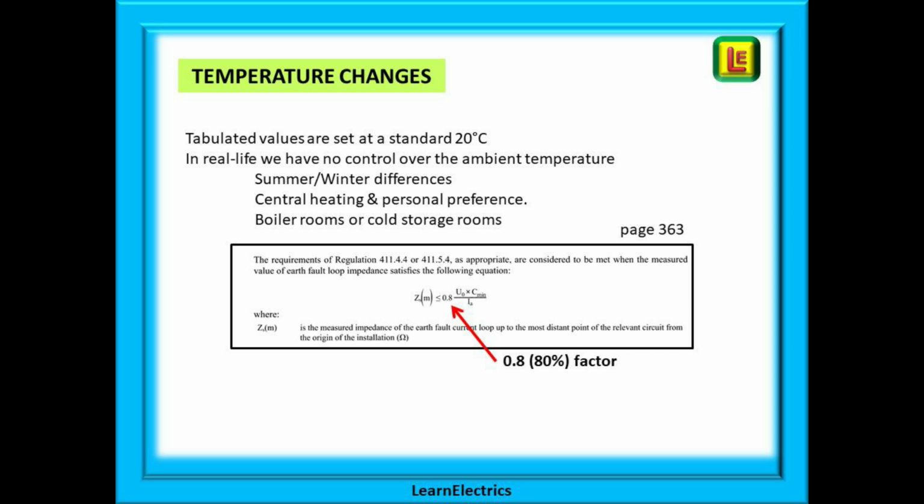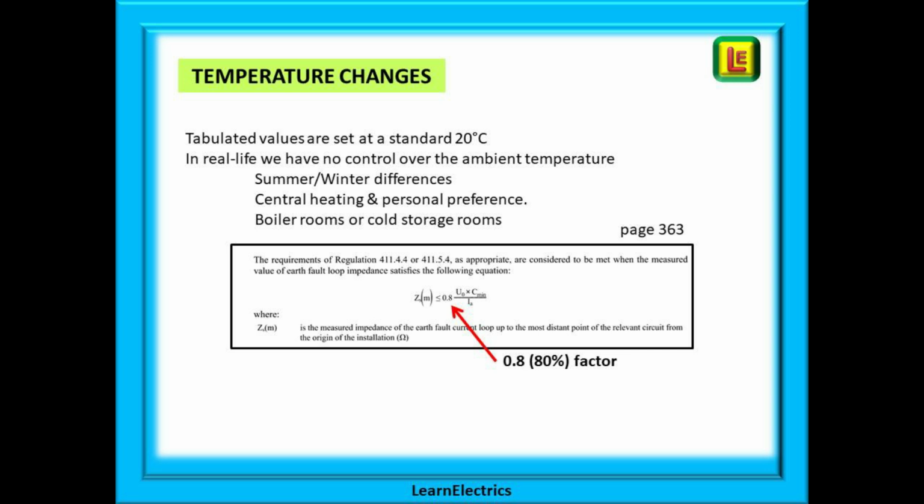On page 363 we will see an expression for this thing called ZSM. This is called ZS measured, and it is the number to use when on site and testing with your meter. And you can see that we take the ZS figure from before and multiply it by 0.8 to get an even smaller number, the so-called 80% rule.